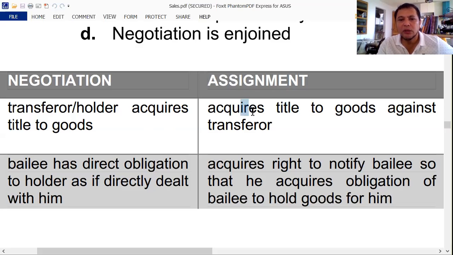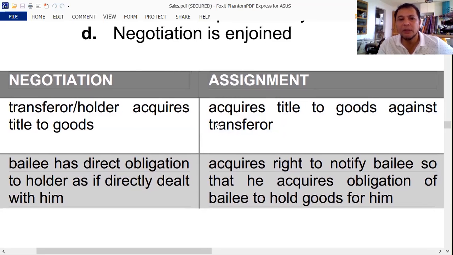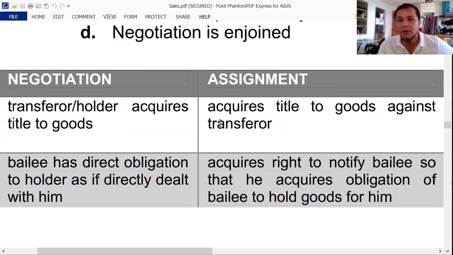So the transferee acquires title to goods against the transferor. So meaning he just acquires the goods as good as that of whoever transferred it to him. So whatever is the title of the transferor, he acquires it. No? Now, if the transferor is a person in bad faith, meaning he's a thief for example, then the assignee also acquires the title of the thief. No? And then the document of title was stolen. So the transferor is a thief. Therefore, the assignee is also a thief. So that is what is meant here.